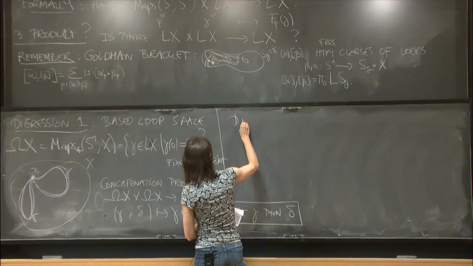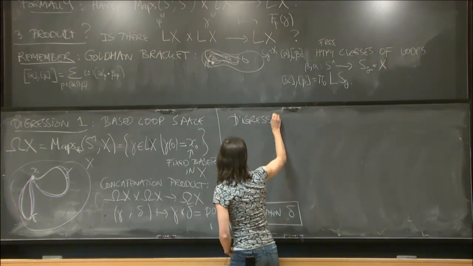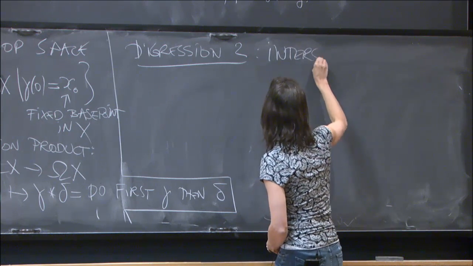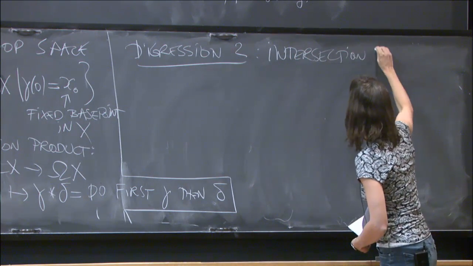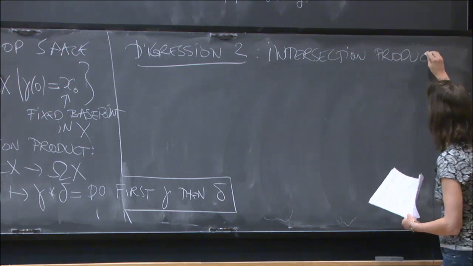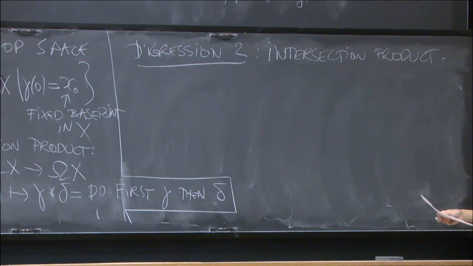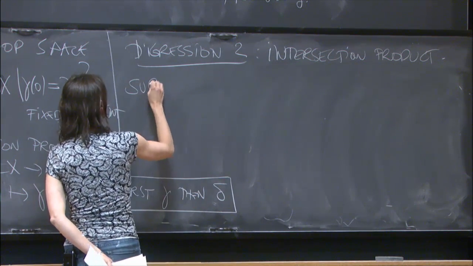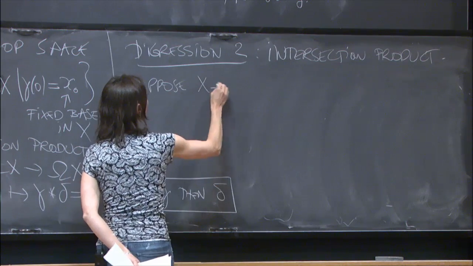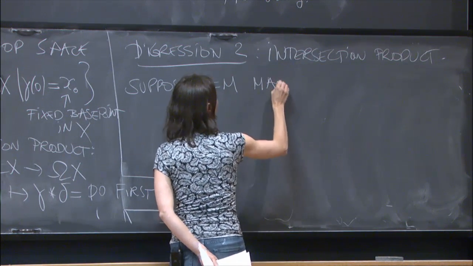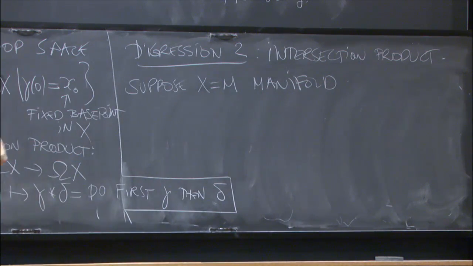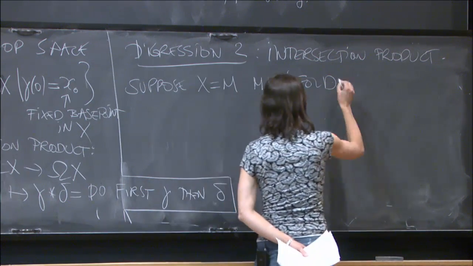Digression, where are we? Intersection. The so-called intersection product. So I said half a minute, maybe that's too much. Suppose now X is M, a manifold. I'll try to write M when I say manifold. We have a manifold. So this is a really nice type of space.